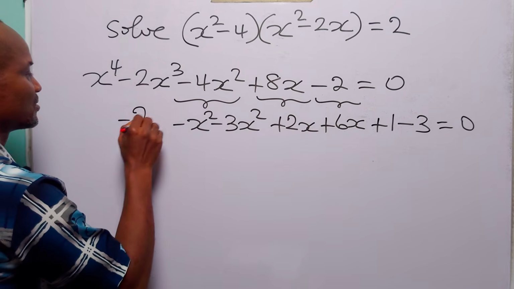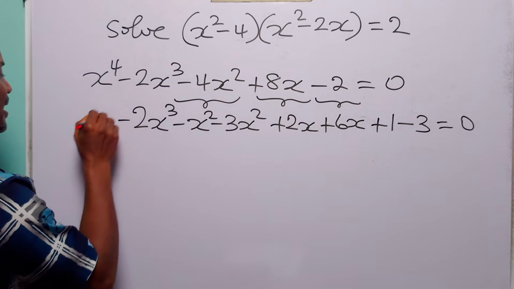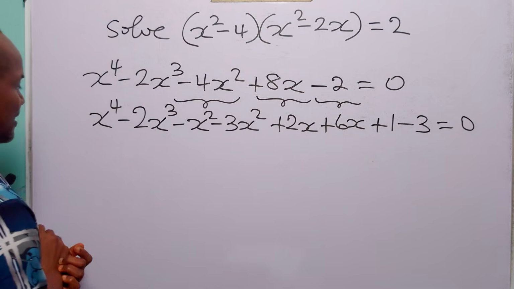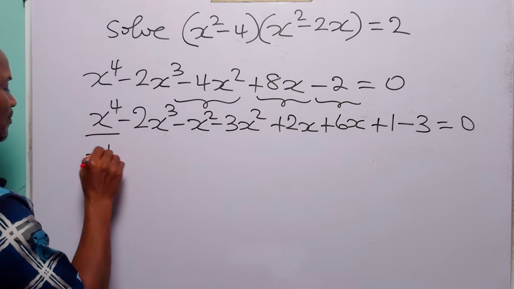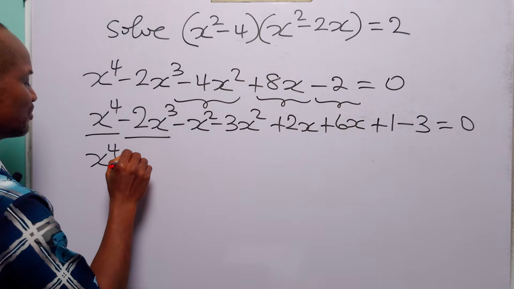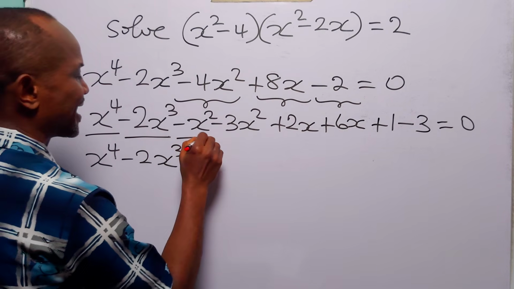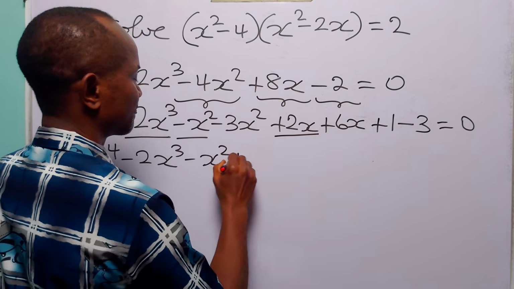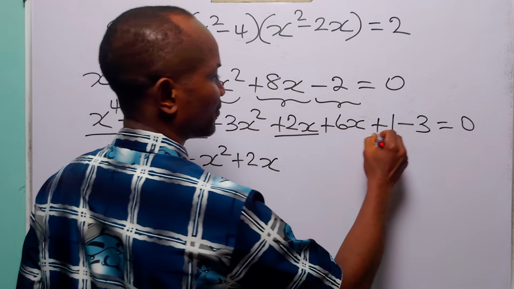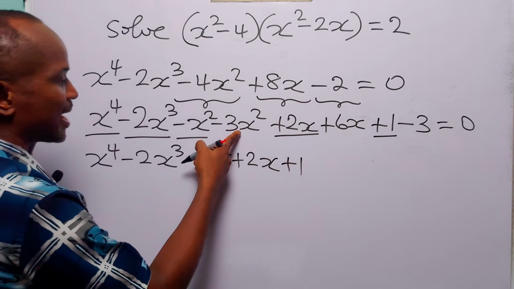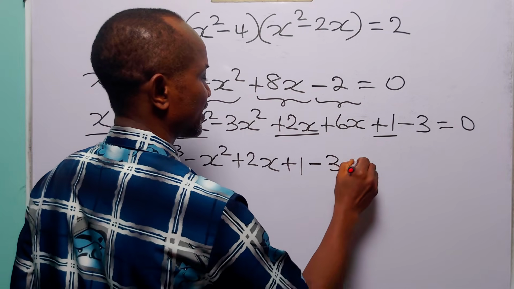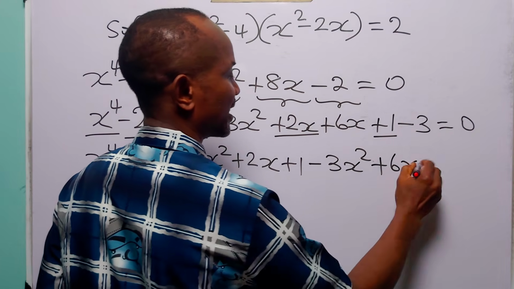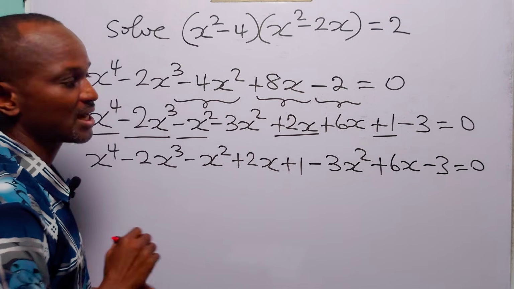Now here we still have minus 2x cubed and x raised to power 4. Now, let us regroup these terms. We have x raised to power 4, minus 2x cubed, minus x squared, plus 2x, and plus 1. Now, we are left with minus 3x squared plus 6x, and finally minus 3, and this is equal to 0.